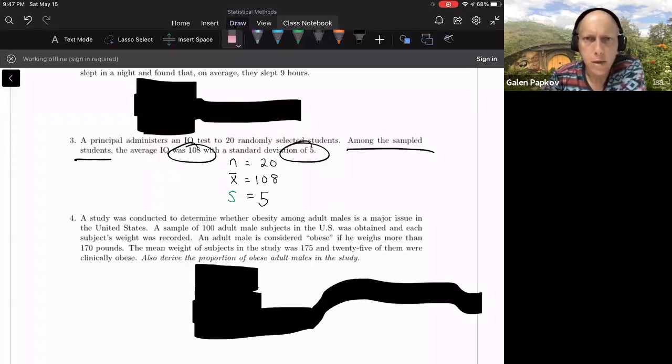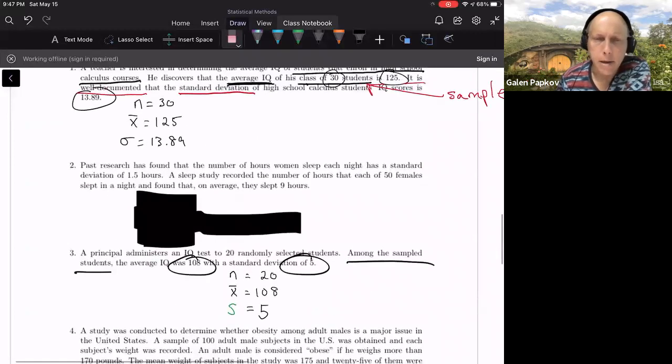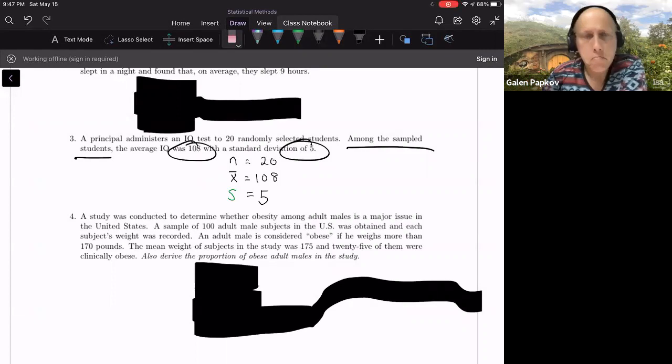In the first one, we were told that it is well documented, and so that's about the population. And the second one, you were told that among the sampled students or from this sample, we learned this and this. And so that's what you're looking for. So it's really reading comprehension, but I trust everyone can do that. It takes a little time, but you'll get used to it.